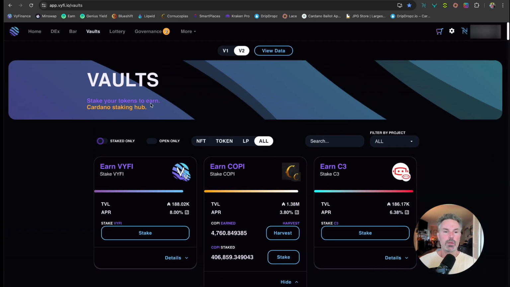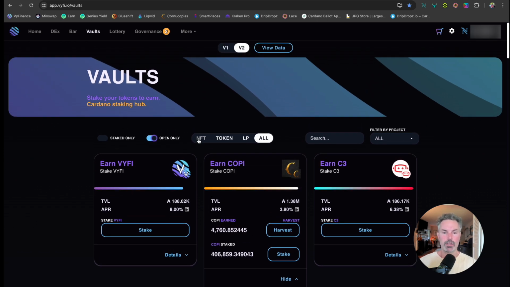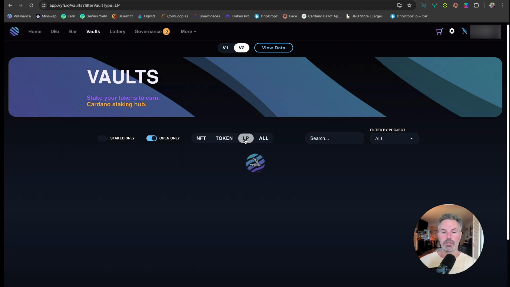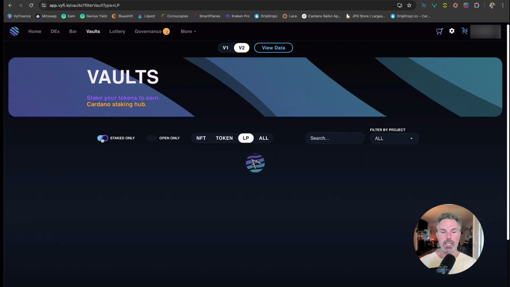When you're looking at these vaults, you can click open only, if you only want to see the ones that are open. You can click just the ones that have NFTs, okay? You can actually stake NFTs and earn tokens. You can stake liquidity provider tokens. But what I use it for, I'm going to go into the ones that I have staked only.